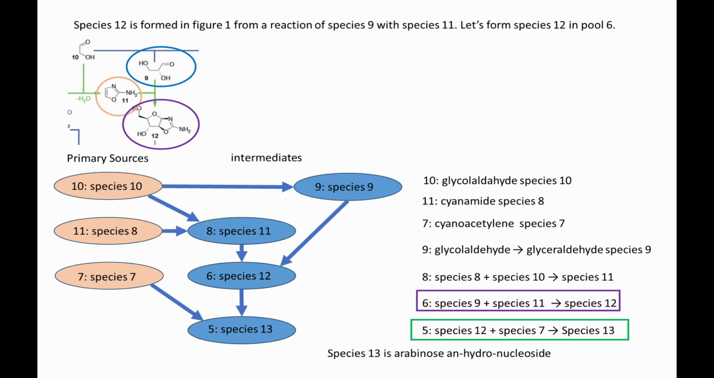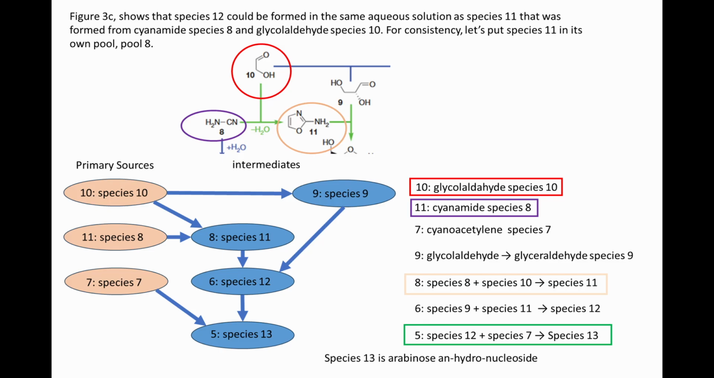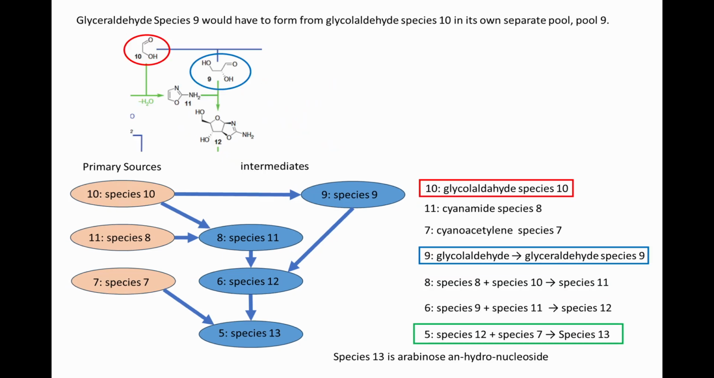Species 12 is formed in figure 1 from a reaction of species 9 with species 11. Let's form species 12 in pool 6. Figure 3c shows that species 12 could be formed in the same aqueous solution as species 11. That was formed from cyanamide species 8 and glycolaldehyde species 10. For consistency, let's put species 11 in its own pool, Pool 8. Glyceraldehyde species 9 would have to form from glycolaldehyde species 10 in its own separate pool, Pool 9.